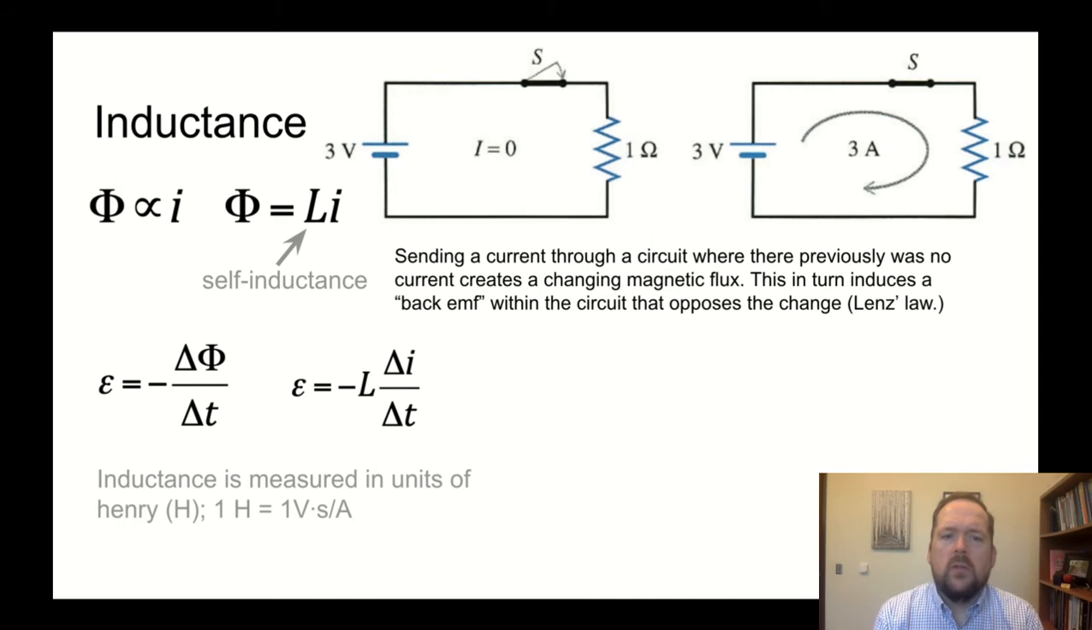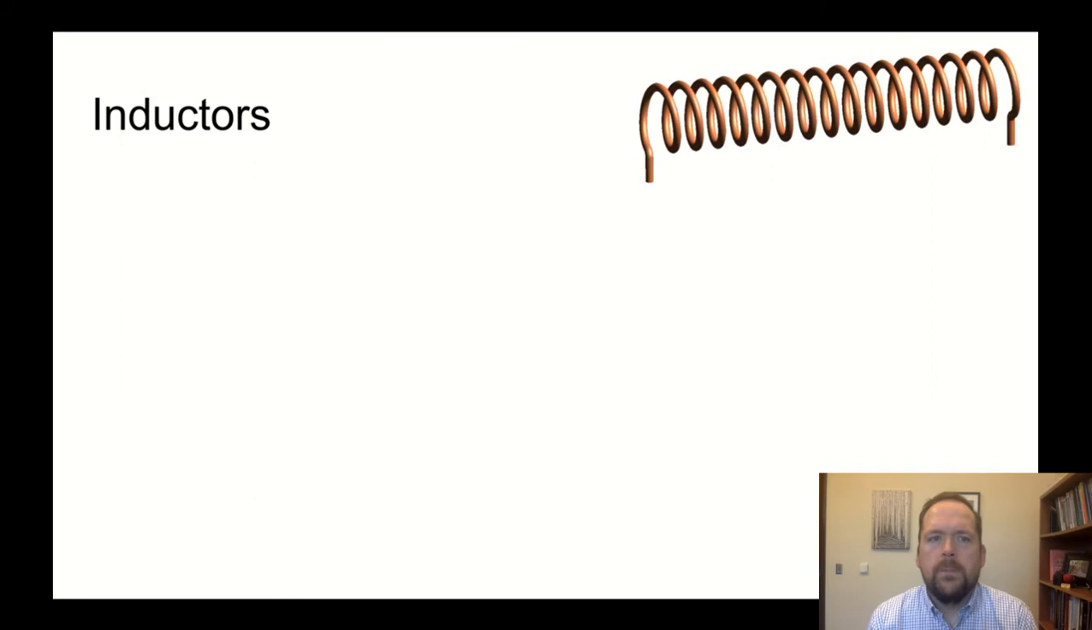Inductance gets measured in units of henries. I'm not sure exactly who that's named after, but it is abbreviated with a capital H. And if you are counting units and converting units from one to another, 1 henry is 1 volt second per ampere, among other ways that you could write it in equivalent units.